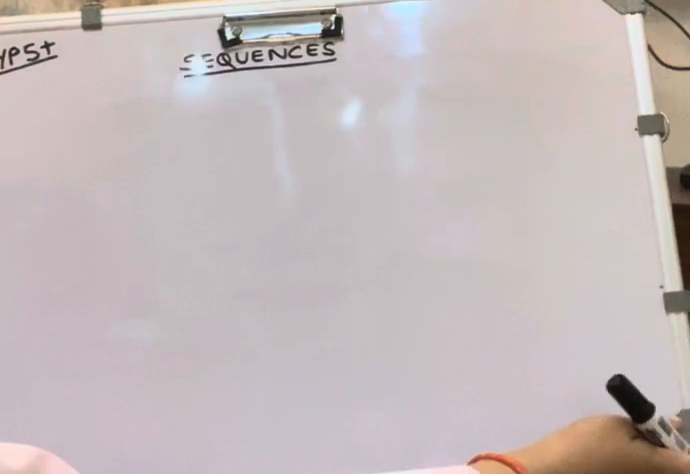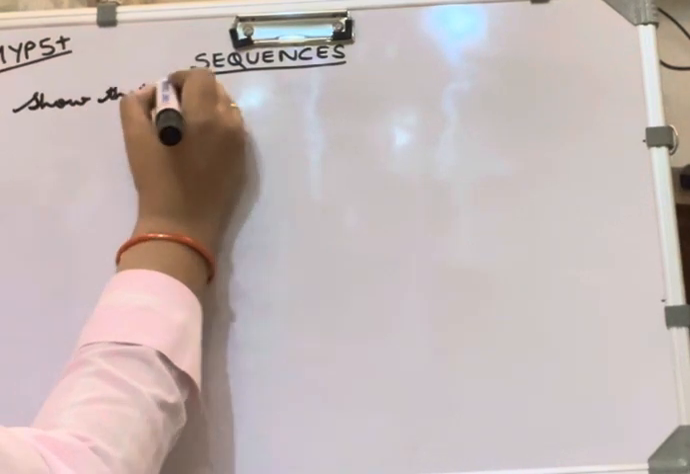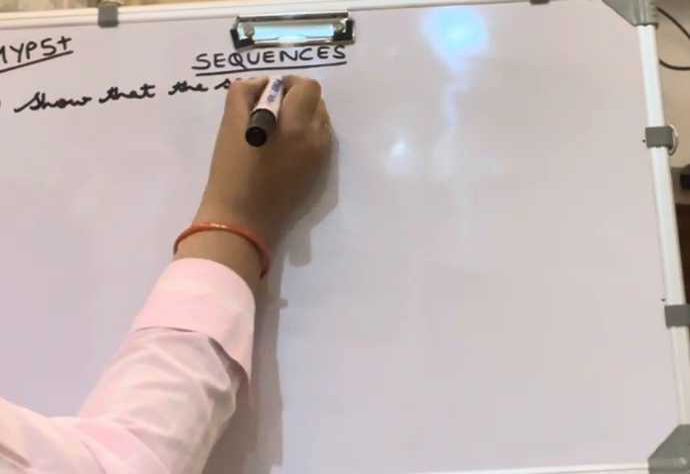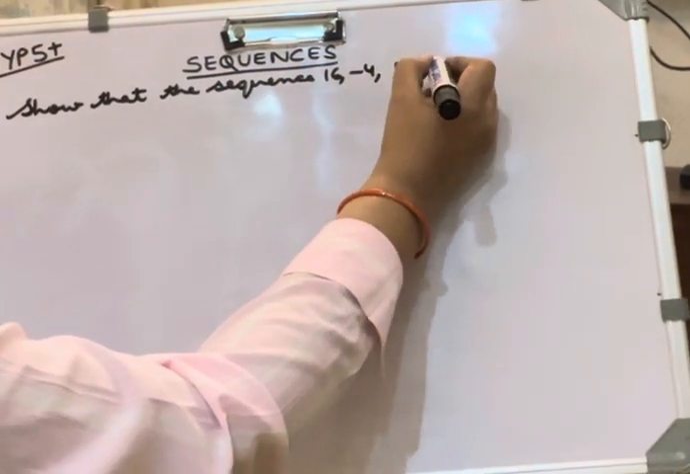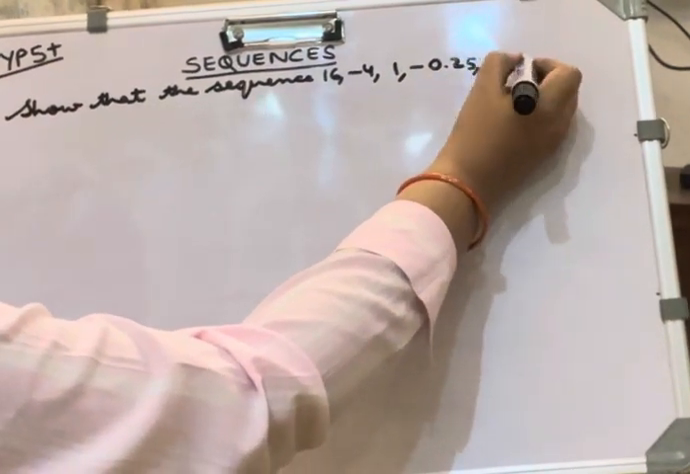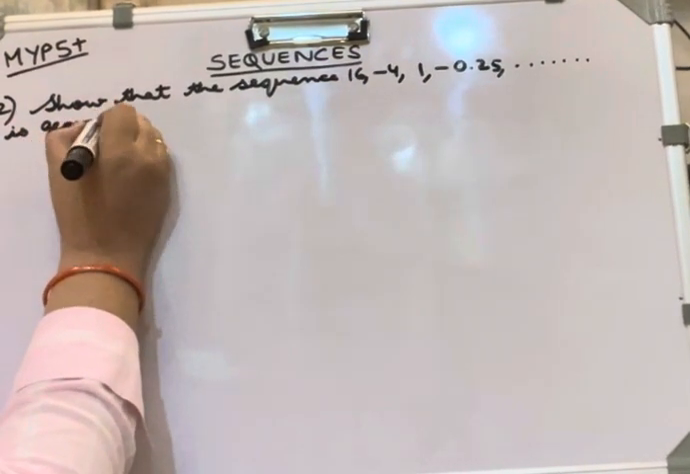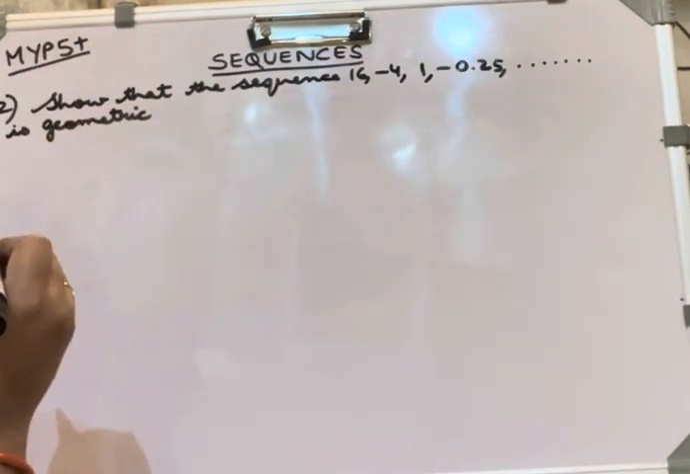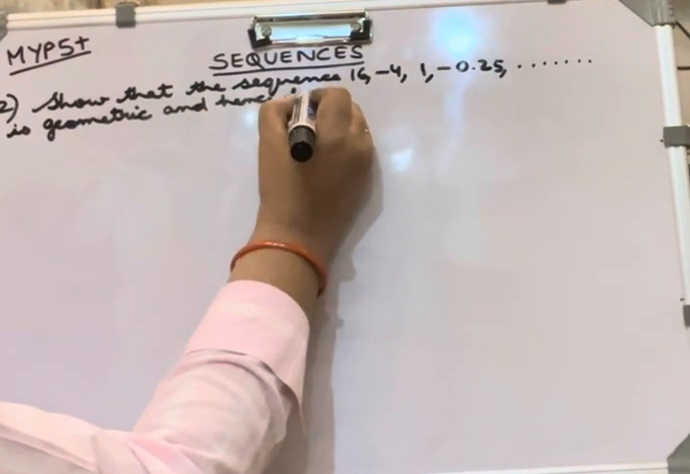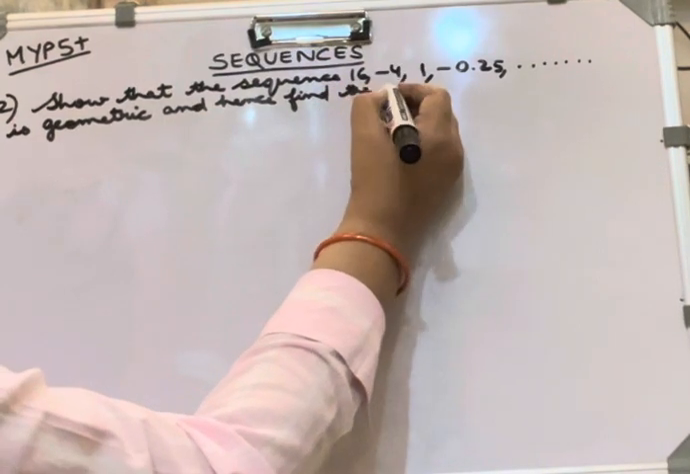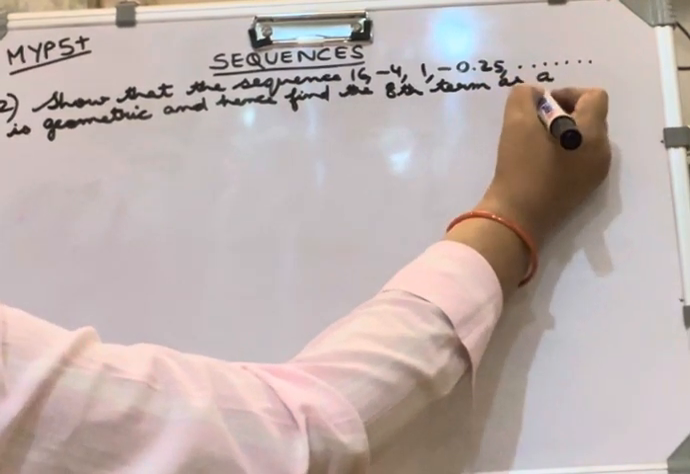So the next sum is: show that the sequence 16, -4, 1, -0.25 is geometric, and hence find the 8th term as a decimal.